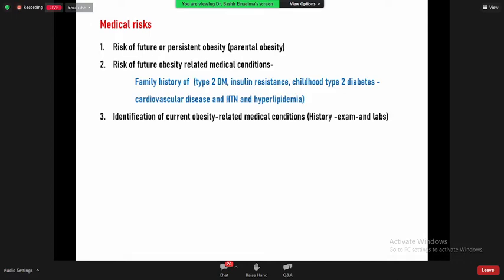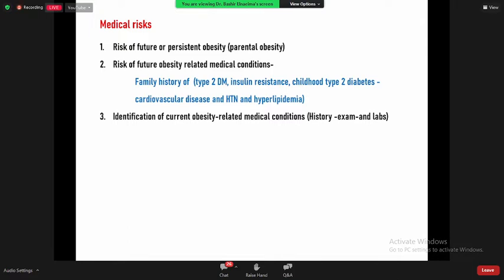You have to check it. What is the medical risk? What do we mean by the medical risk? Risk of future or persistent obesity. If the child's parent has obesity, the risk of the child having obesity, or persistent obesity into adulthood, is very high. The other point is the risk of future obesity-related complications. If there is a family history of type 2 diabetes, insulin resistance, childhood type 2 diabetes, cardiovascular disease, hypertension, or hyperlipidemia in the family, the risk of this child developing obesity comorbidity is very high.